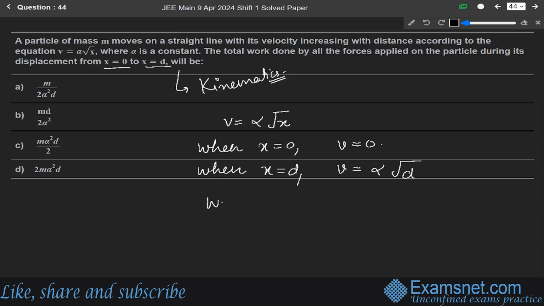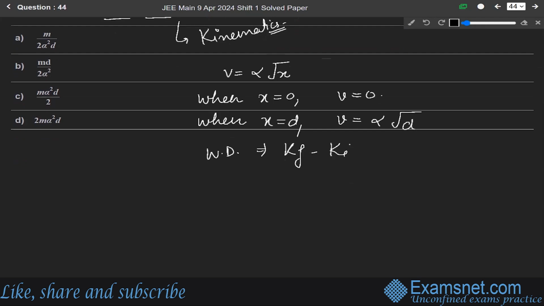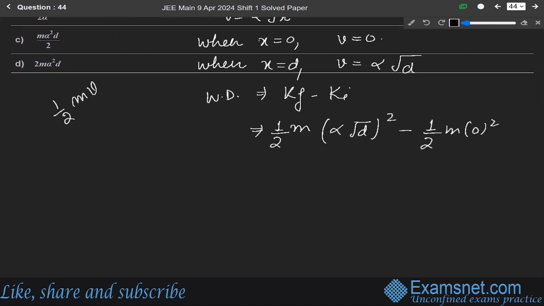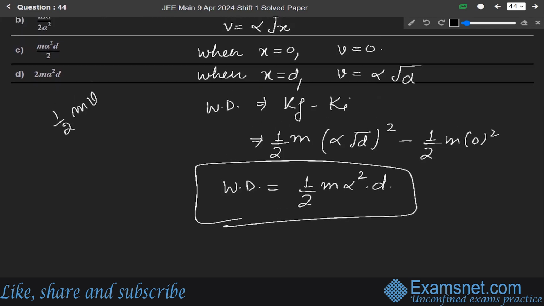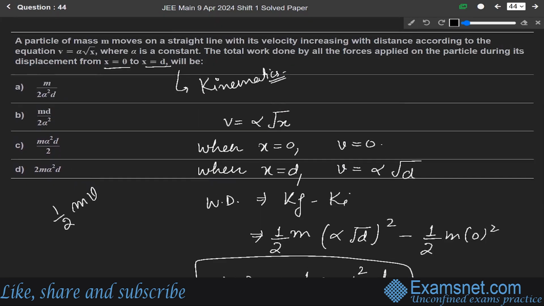Okay. So the work done will be equal to final kinetic energy minus initial kinetic energy. We know that kinetic energy is half m v squared. The final will be half m (alpha root d) whole square minus half m v squared. v is 0, so 0 square will become 0 eventually. So the work done will be equal to 1 by 2 m alpha squared into d. So the answer is m alpha squared d by 2, means the correct answer is option C, m alpha squared d by 2.